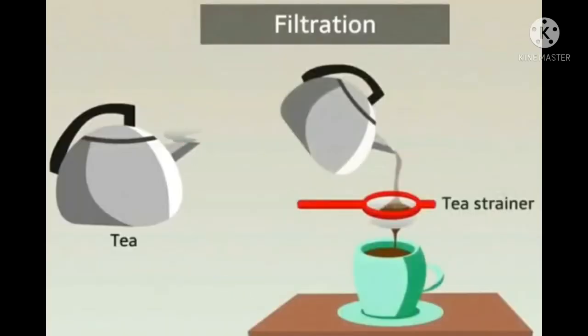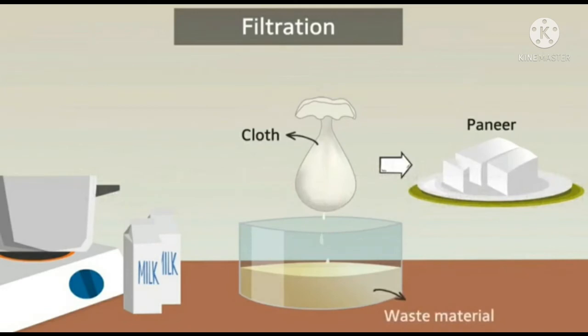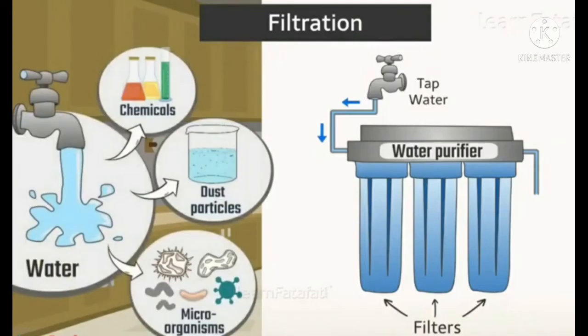We often filter tea with the help of a tea strainer when we separate tea leaves from the tea. And this is how cheese or paneer is separated from milk by using cloth as a filter, as you can see in the picture here. The water that comes out from the tap contains many impurities like chemicals, dust particles and microorganisms. So this water is filtered through a purifier, and only then do we use it for drinking.